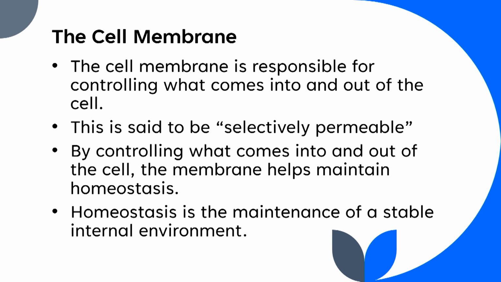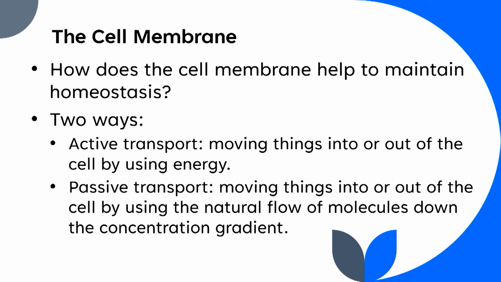By controlling what comes into and out of the cell, the membrane helps maintain homeostasis. Remember, homeostasis is the maintenance of a stable internal environment. We don't want just anything coming into the cell because toxins and poisons could disrupt the cell, but we do need things like nutrients and water. And so some things can come in freely and other things can't. Okay? So how does the cell membrane help to maintain homeostasis?